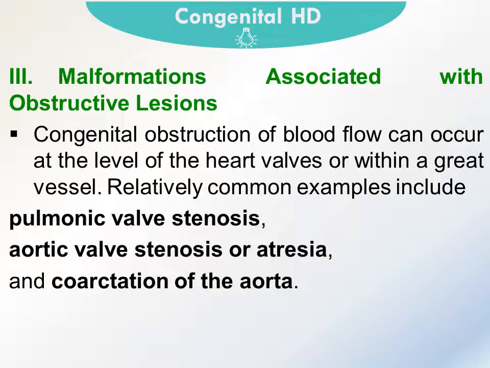Next are the malformations associated with obstructive lesions. Congenital obstruction of blood flow can occur at the level of the heart valves or within a great vessel. Relatively common examples include pulmonary valve stenosis, aortic valve stenosis or atresia, and finally coarctation of the aorta. We will take the coarctation of the aorta as an example.